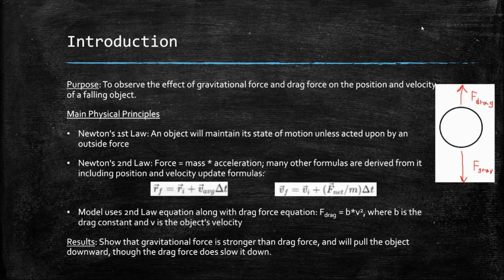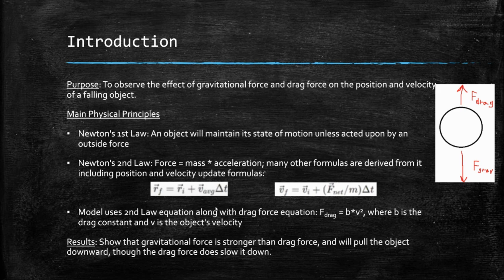The main physical principles used in this lab are Newton's first law, which says an object will maintain a state of motion unless acted upon by an outside force. So the object is starting from rest and isn't going to move up or down without the forces of drag and gravity acting on it. And we're also using Newton's second law, which is the equation force equals mass times acceleration, and also a couple other formulas, including the position update and velocity update formulas, which are derived from it.